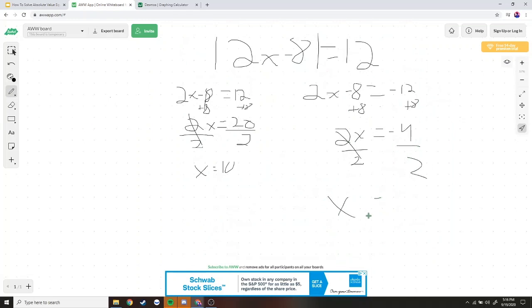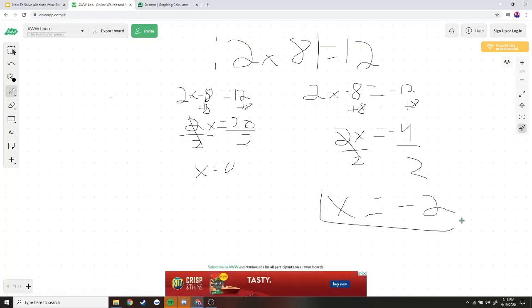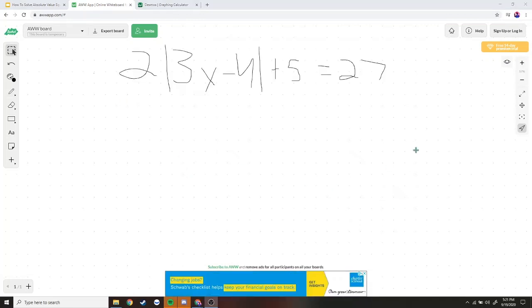That means that we end up with x is equal to negative 4 over 2, or in other words, negative 2. So these two are answers: x is equal to 10 and x is equal to negative 2. All right, so now let's get into a larger equation.